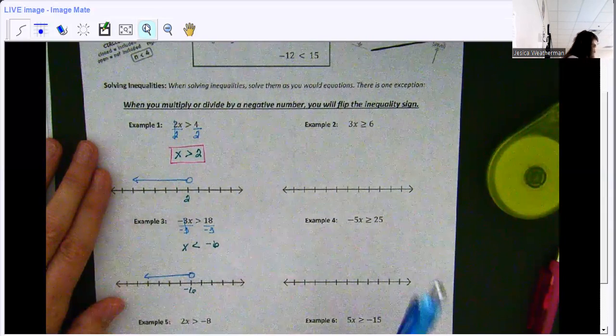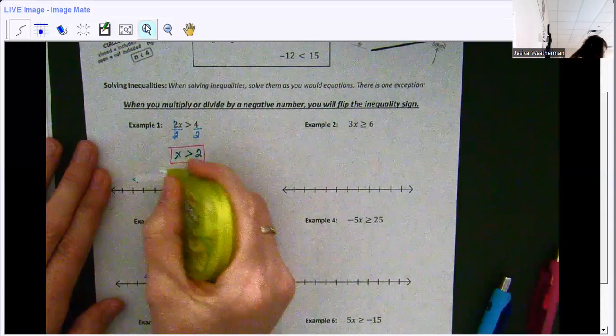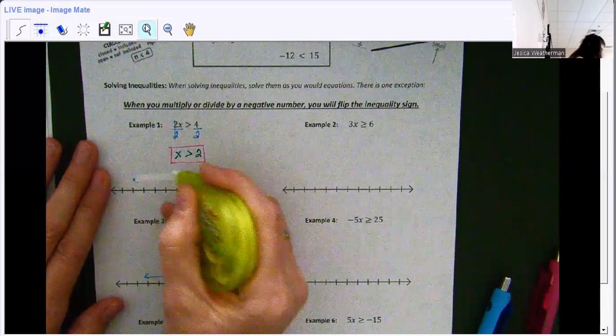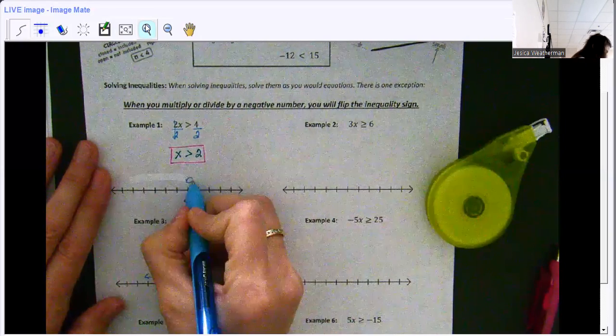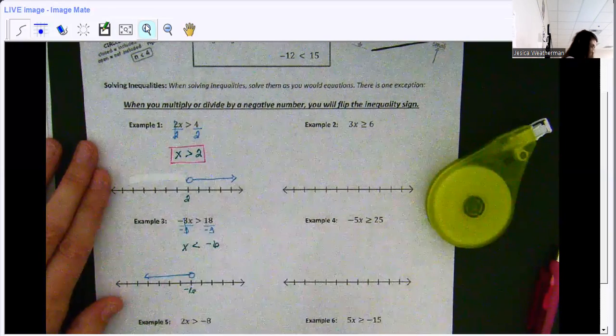Oh, my arrow is in the wrong direction here.